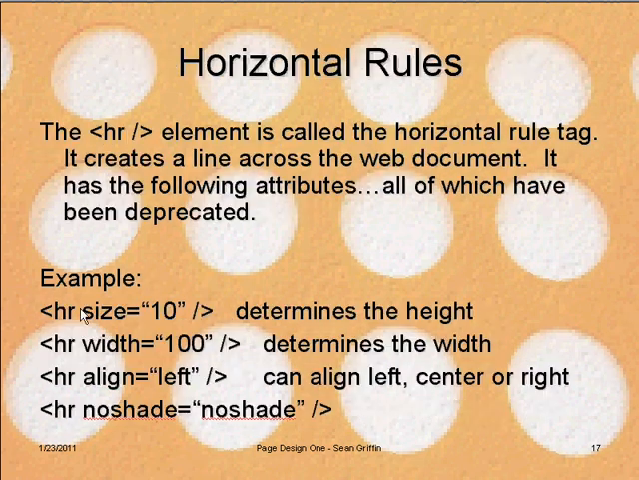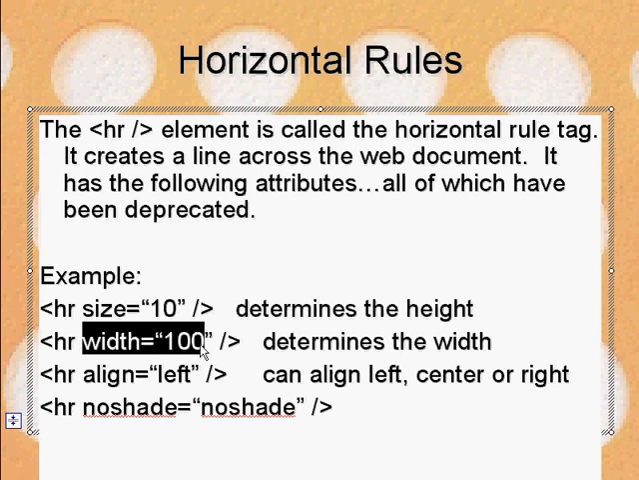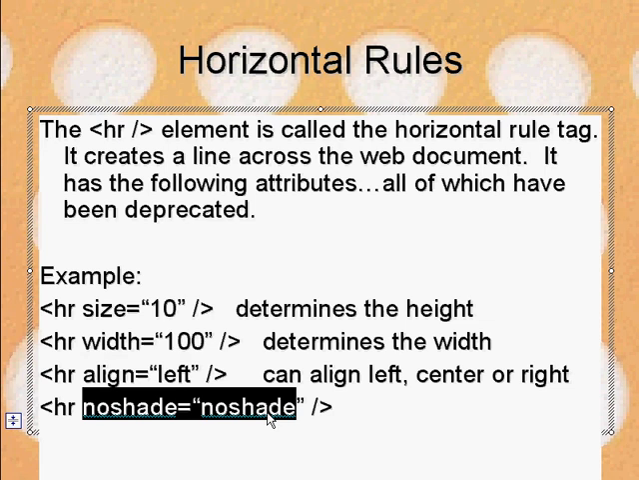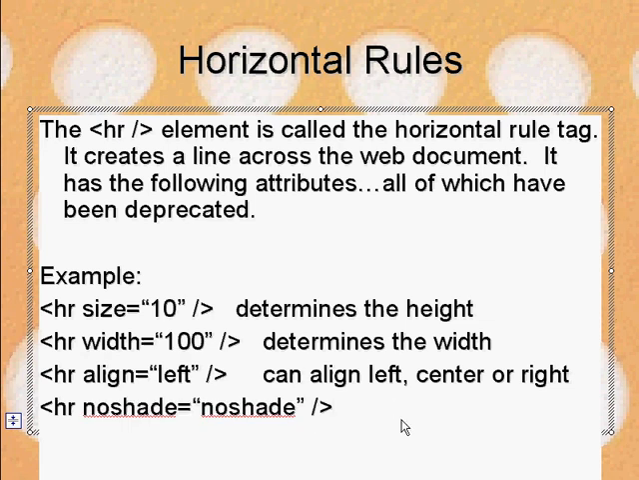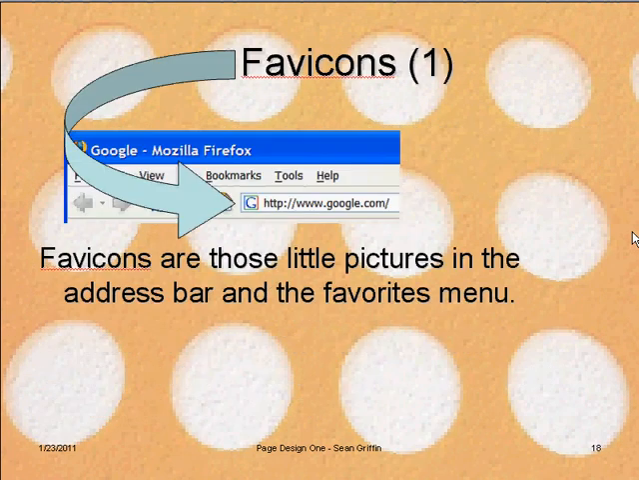Horizontal rules. Although the horizontal rule is a valid tag, size equals 10, width, alignment, or no shading, these are things that will change the way that your horizontal rule looked in the past. We don't do those anymore either, in favor of making our formatting changes with cascading style sheet code. And that's it with the deprecated tags.